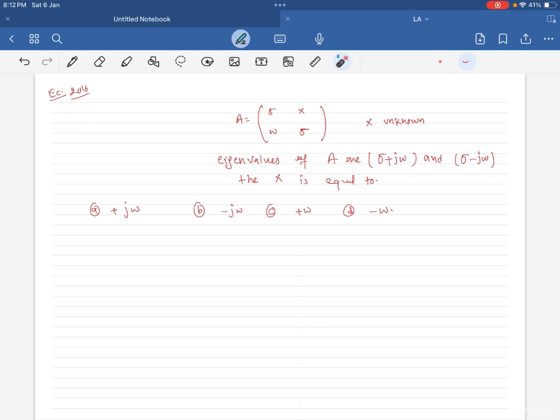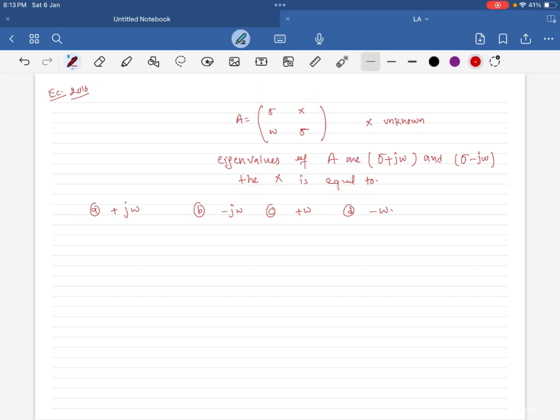GATE 2016, where matrix A is given and here x is unknown. These are the sigma and this is omega. Eigenvalues of A are this and this. The x is equal to, so we have to find this x, right?